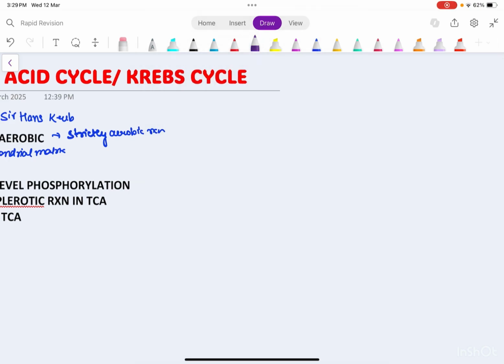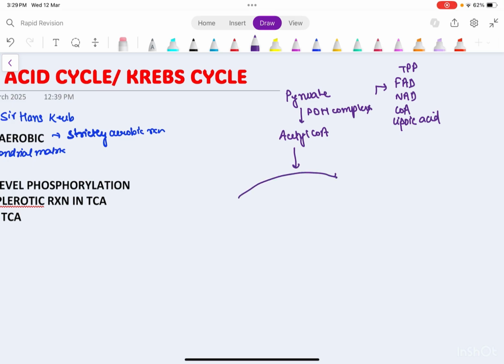So first of all, we have pyruvate from glycolysis. This pyruvate converts into acetyl CoA through the reaction of PDH complex. Now this complex has 5 components you should know about. One is FAD, then we have NAD, then we have CoA enzyme, then we have lipoic acid, and we have TPP.